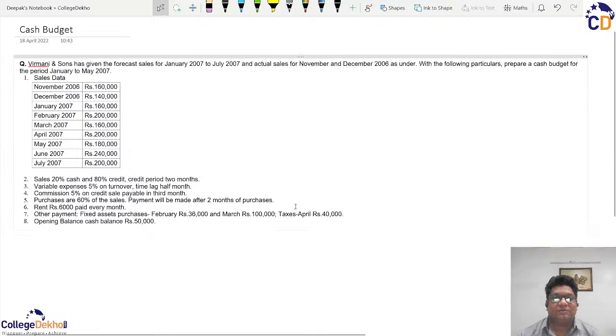What this cash budget is actually all about is that it is an estimation of the inflows and outflows of cash, and not the profit, not the revenues, but the cash. It is an estimation for a particular period in advance of where the inflows of cash will come from and where the cash will be paid out. Such estimations of cash help in cash management.